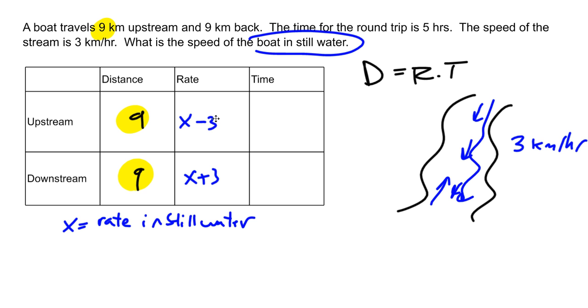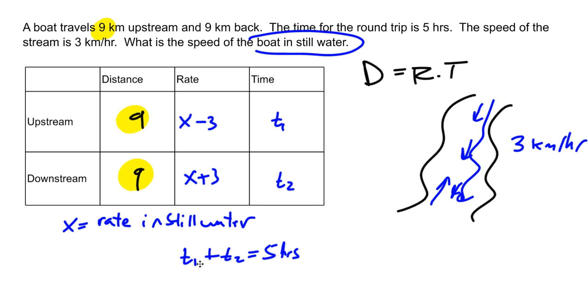All right, and lastly, what about this whole time business? We know that the time for the round trip is 5 hours. We don't know what the first time is or the second time, but we do know that if you add these times together, that's going to give us 5 hours. I'm going to call these time 1 and time 2. If I take time 1 plus time 2, that equals 5 hours. That's what it says: our round trip is 5 hours.